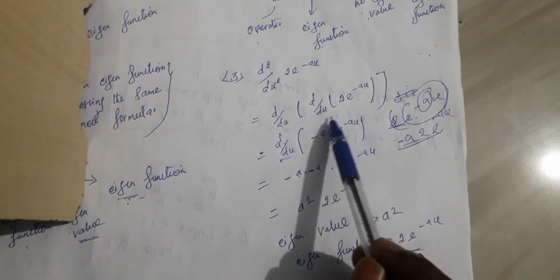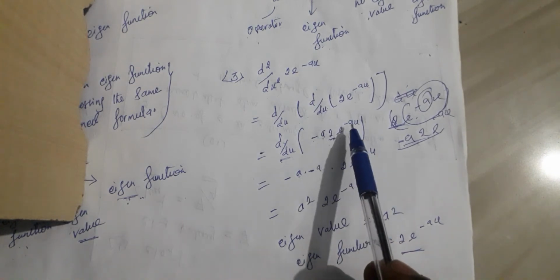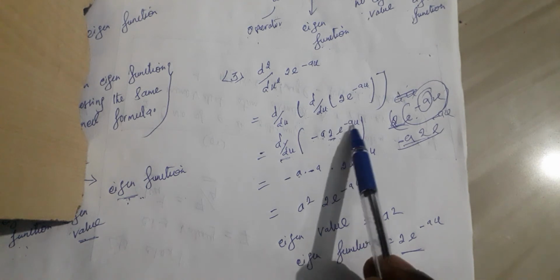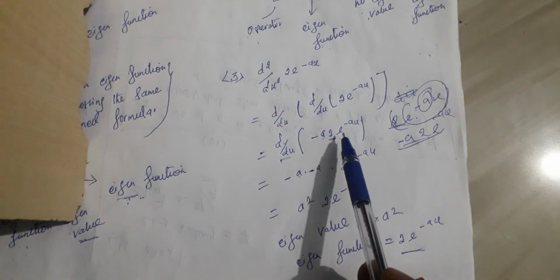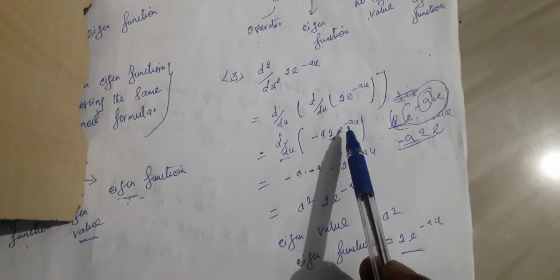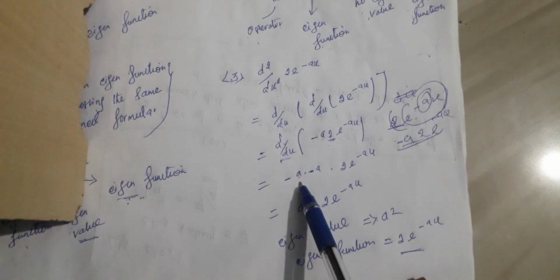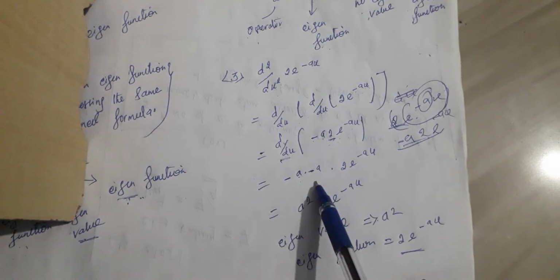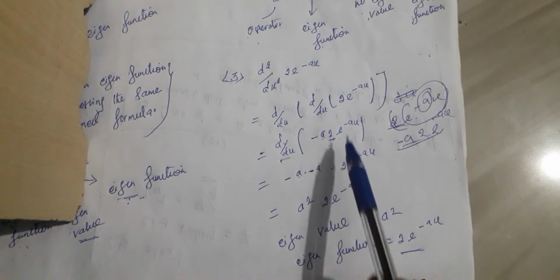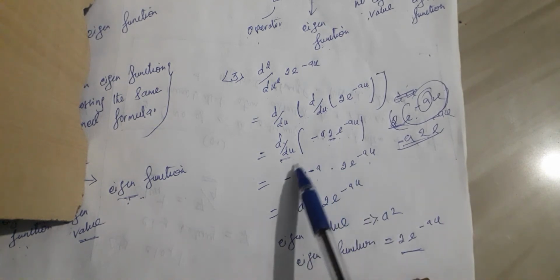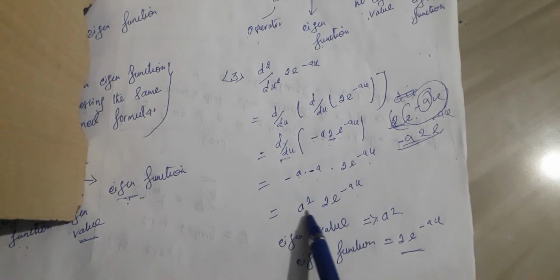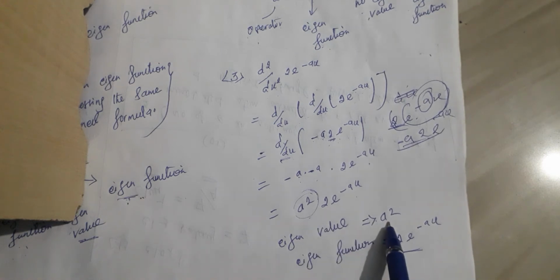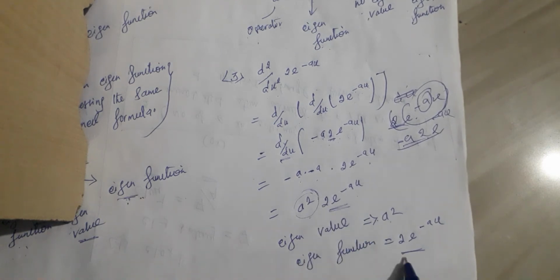If you differentiate this term, again e power minus ax, if you differentiate minus ax, it will be the result of differentiation. So minus a will be put in the front, again one minus a is there, and then 2e power minus ax. So we know a into a is a square, 2e power minus ax. So we know this is the eigenvalue. A square is the eigenvalue. So this is the eigenfunction.